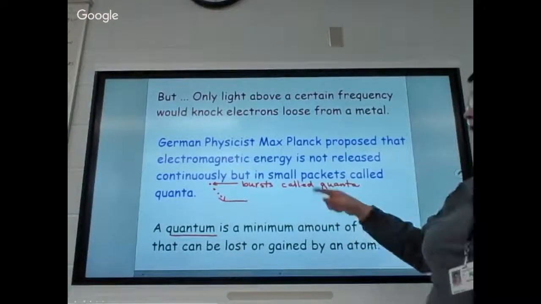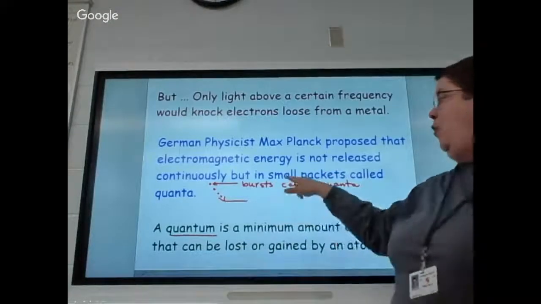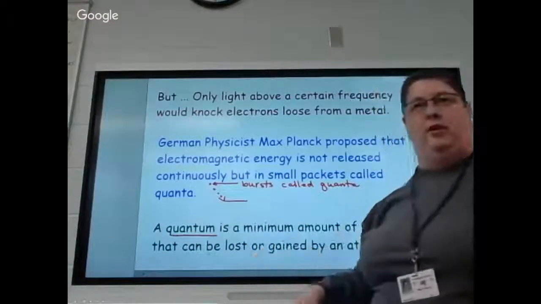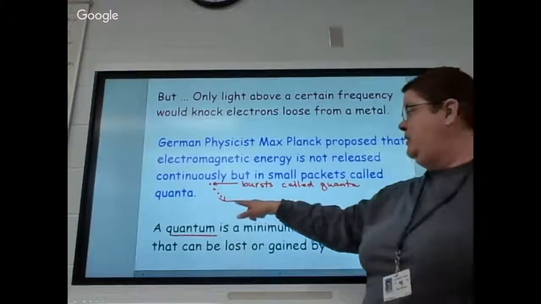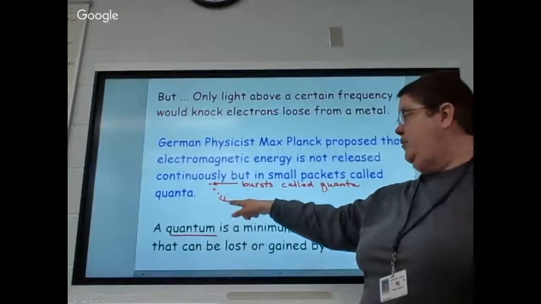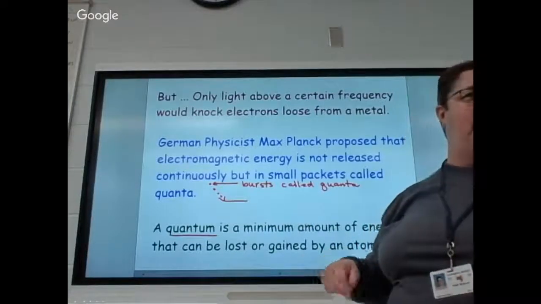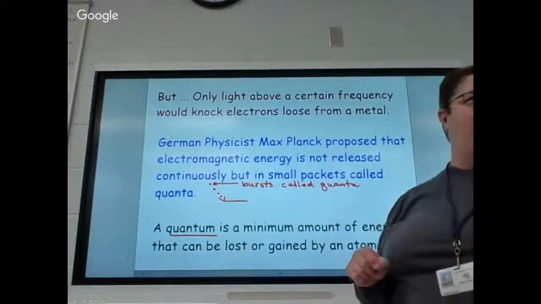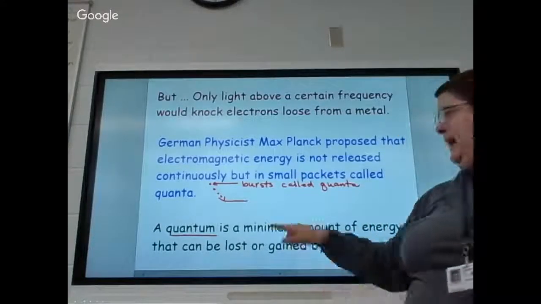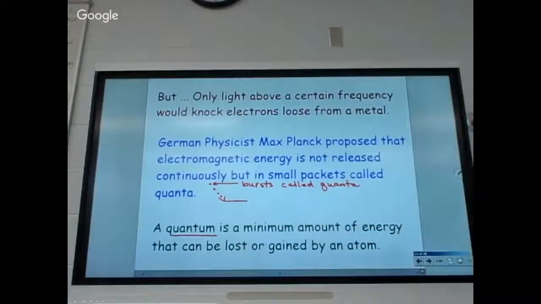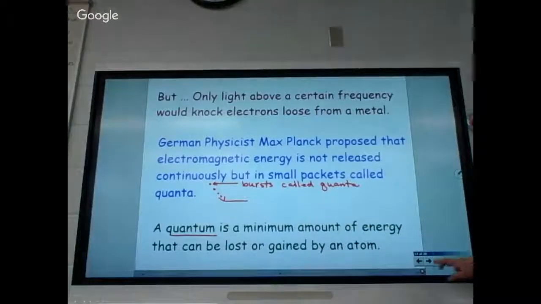Okay. So, he said this quanta, or quantum, which is singular, is a minimum amount of energy. Now, in order for this electron to be ejected from this piece of metal or aluminum foil, that burst of energy has to be high enough for it to be ejected. It has to have some minimum amount. Does that part make sense? Okay.